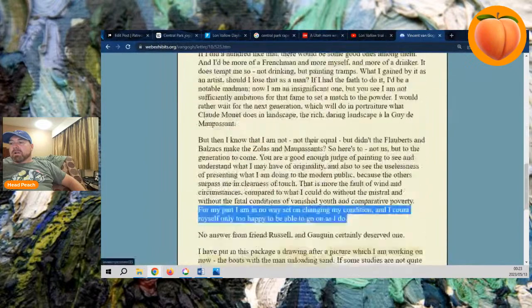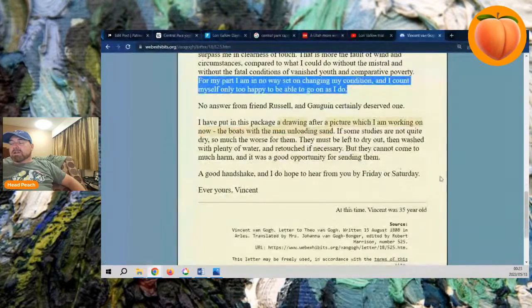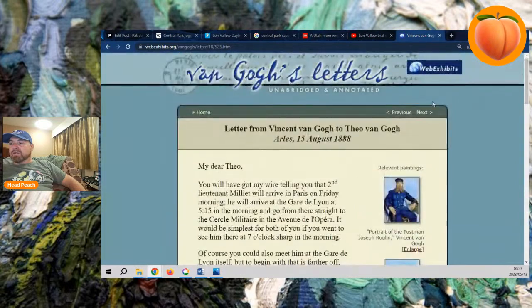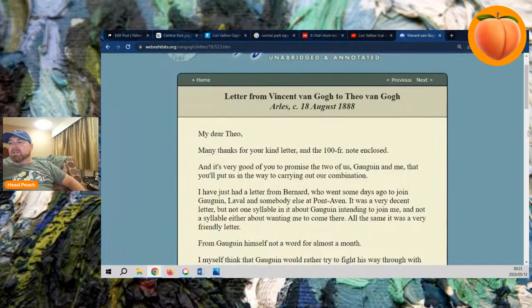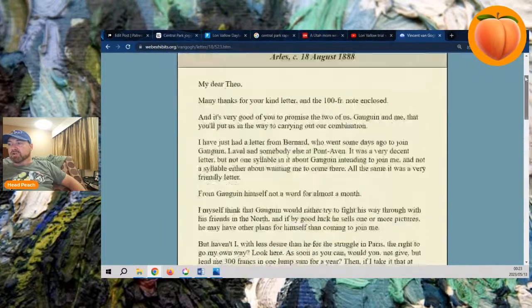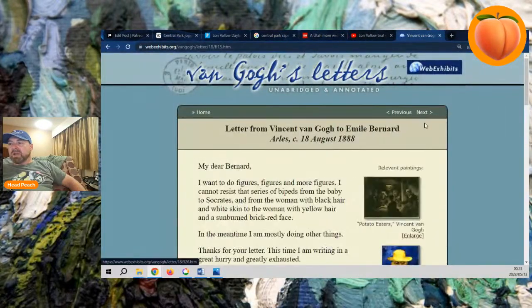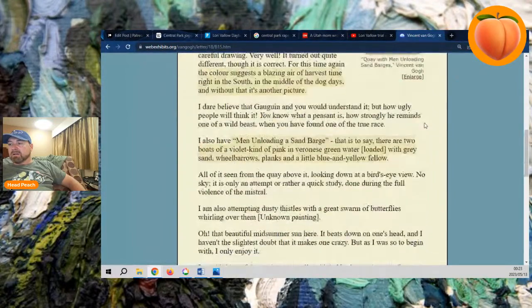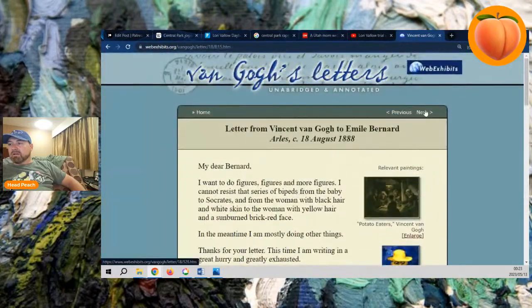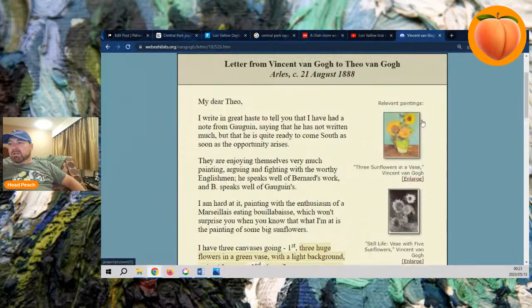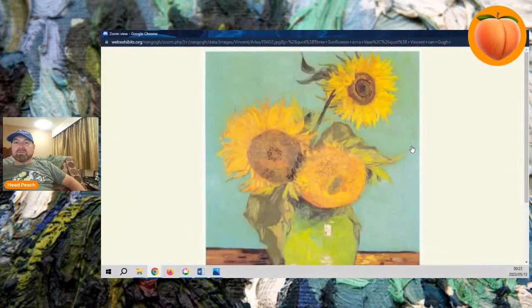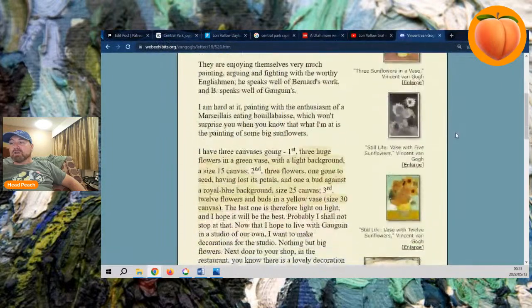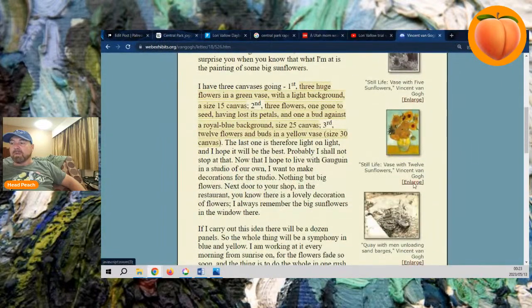So that's it. The next letter we'll do in Van Gogh Letters 56 is the 18th of August. Quite a short one. I just want to see what the next painting is that he does. Not in that letter. Oh, it looks like we're going to see the sunflowers. That's awesome. So we're going to see some of the most famous paintings in the world, the paintings that he is famous for.